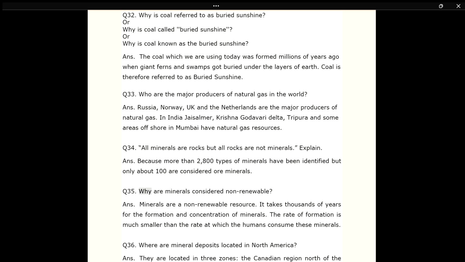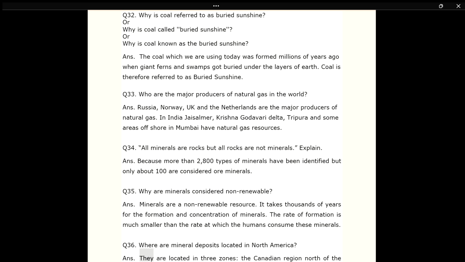Q35. Why are minerals considered non-renewable? Ans. Minerals are a non-renewable resource. It takes thousands of years for the formation and concentration of minerals. The rate of formation is much smaller than the rate at which the humans consume these minerals.